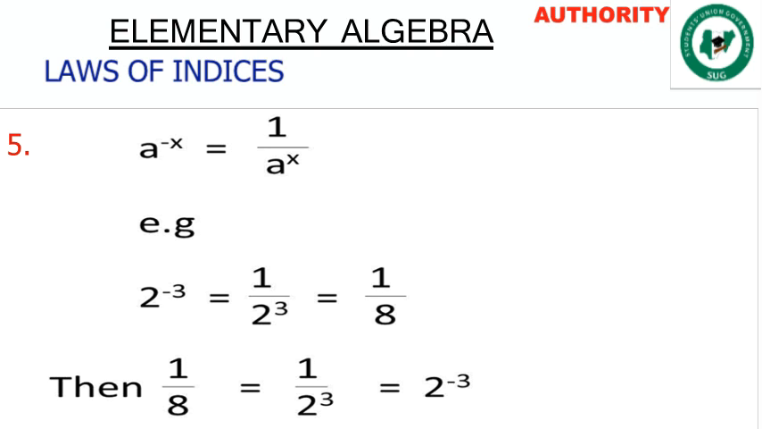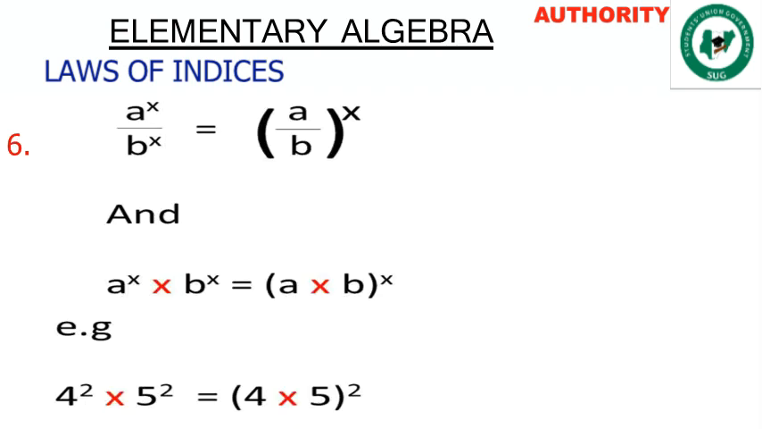Now, when you have 1 all over 8, you can also change it back. Okay? You can also say it's the same as 1 all over 2 raised to power 3, which is the same as 2 raised to power minus 3. Alright? Good. Let's go.